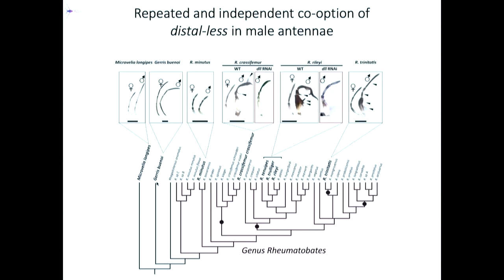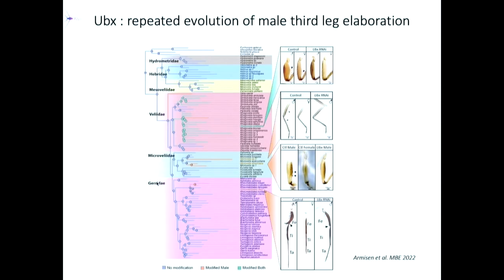You can go even a step further and you can look at a phylogeny in a lineage where you have many independent instances of elaboration of the antennae. And each time we knock down distal-less, we lose this elaboration. So it seems like the same pathways or same genetic networks are being mobilized independently for this. This is also true for the third leg. So you can see here all these examples are independent instances where the males have elaborated third legs.